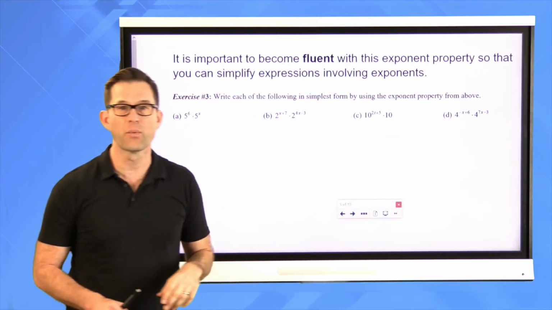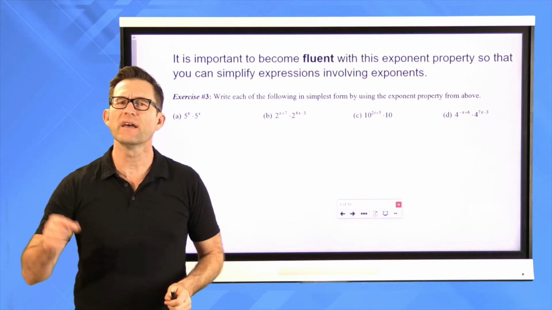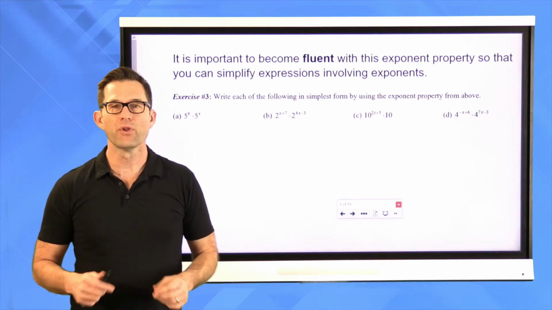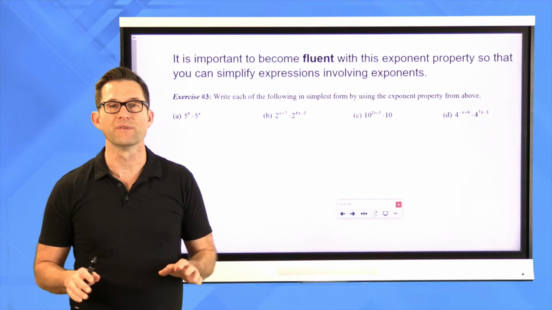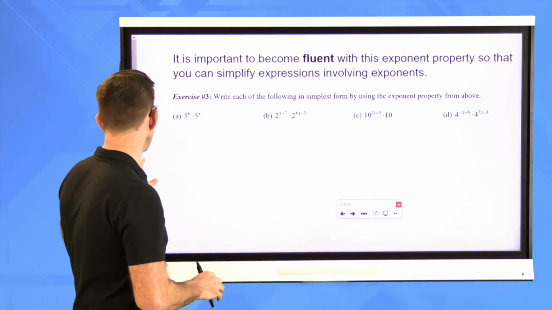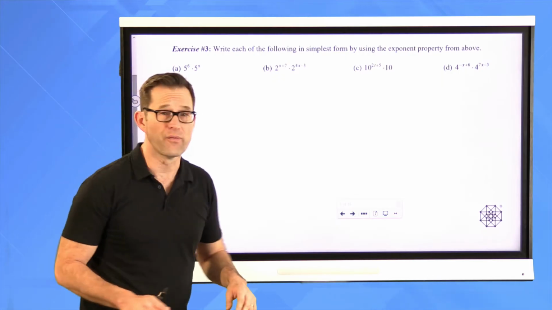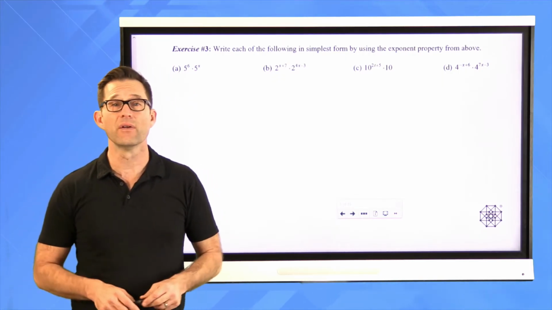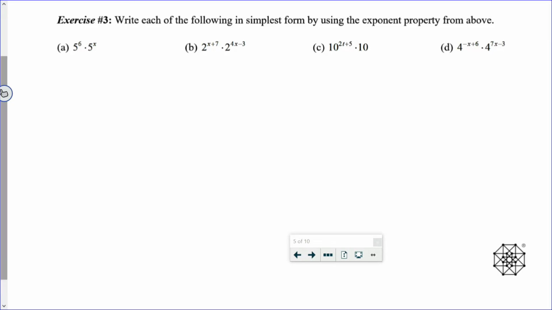All right, let's keep working. Now it is very important to become fluent with this exponent property so that you can simplify expressions involving exponents. Absolutely critical. All right, now the property itself is pretty easy to use, so let's take a look at exercise number 3. Write each of the following in simplest form by using the exponent property from above.